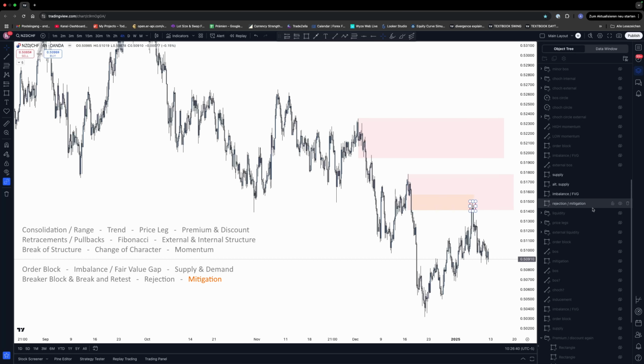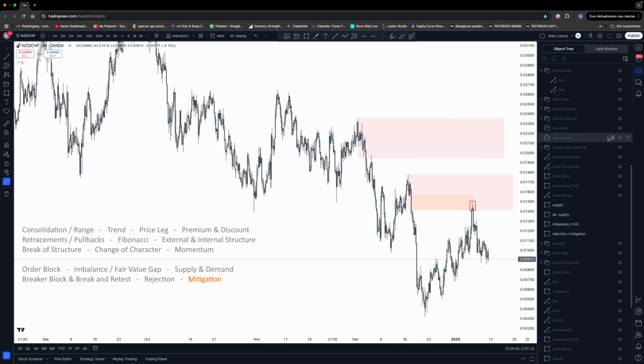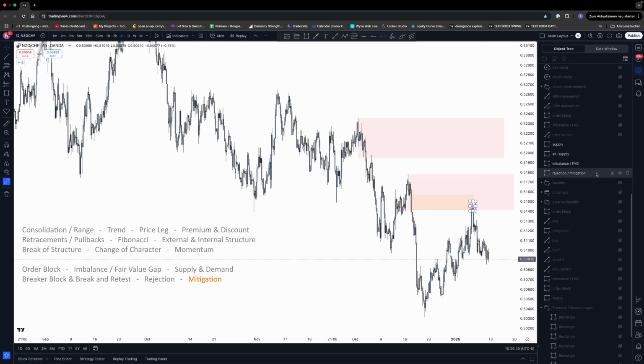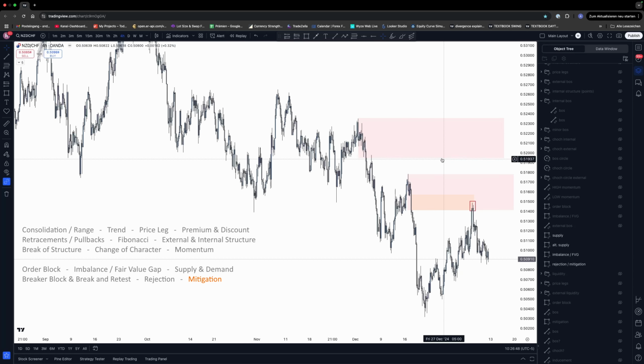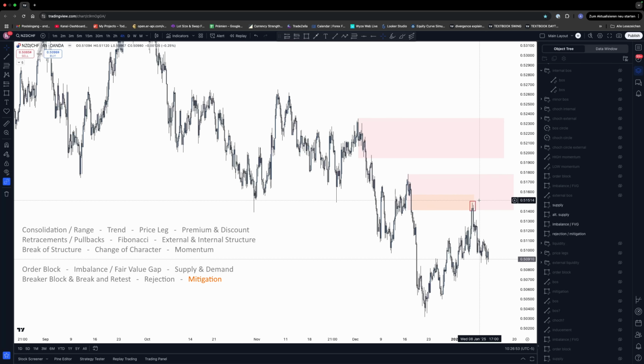The same goes for the breaker block that we had. It's interesting that I don't see it. Because I deleted it. I'm an idiot. But if you see the supply as a whole, it's mitigated but not fully. So I would still say if it comes back up here, there's some chance that it can still reverse, because it's just like a quarter of the whole supply. But restricting this to the imbalance, I wouldn't use the imbalance anymore, because it has been mitigated 50% and even more. So this imbalance is not relevant anymore. This goes for supply, demand, order blocks, breaker blocks, for everything.